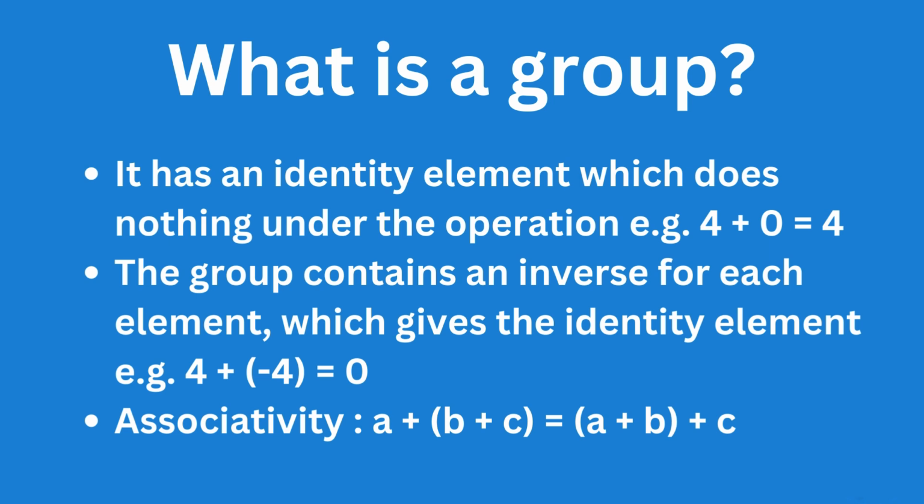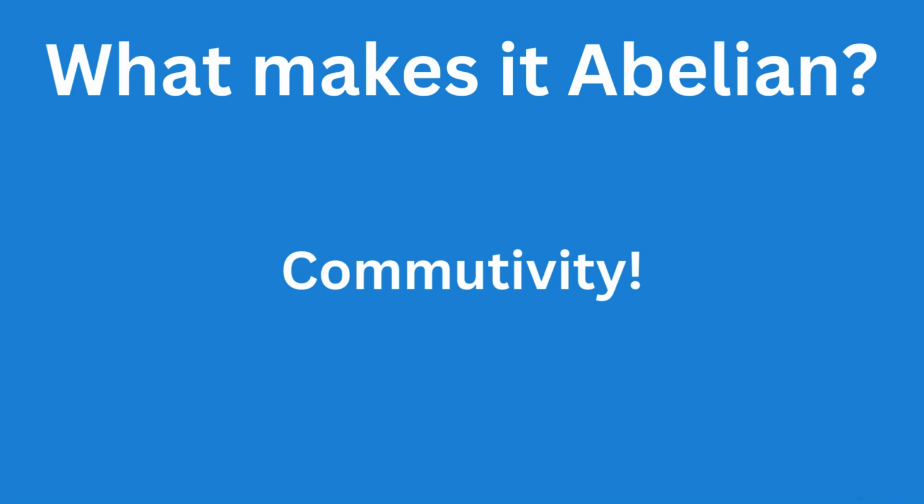The other important rule that a group needs to have is associativity. This is basically what you can see on screen, where the order of the brackets doesn't matter. You still get the same outcome. So far, we've just been talking about general groups. But there's one extra thing which makes a group abelian, and that thing is commutativity.